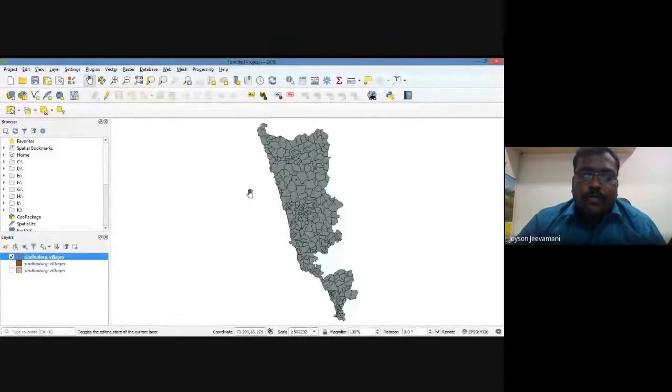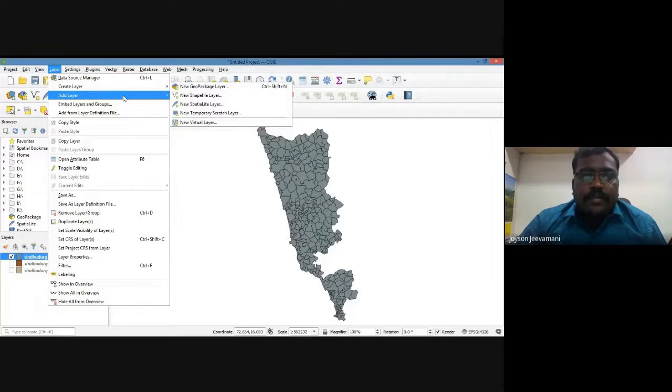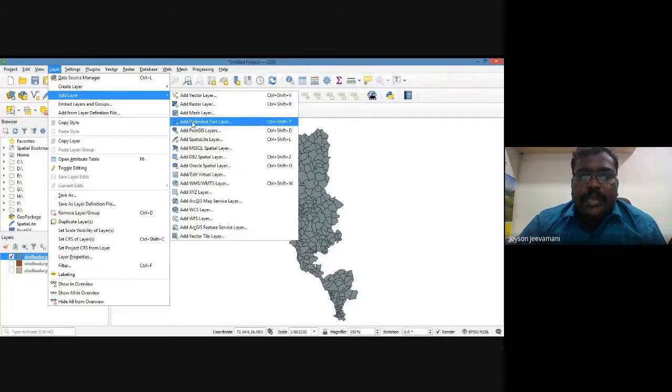So now you can see the QGIS platform. We have that village layer. Now I'm going to add that Excel file. I go to Layer, then Add Layer, and in that we go to Add Delimited Text Layer. This is for uploading the Excel.